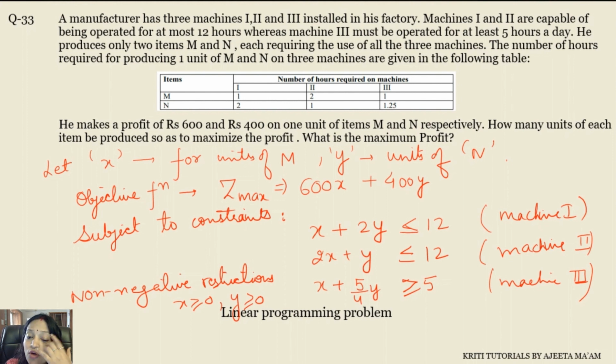Clear? So for this entire formulation, you will get 2.5 out of 5. Yes, 2.5 definitely you will get, because everything you are going to do further is based on this formulation only. Okay, now let's make the graph for this.